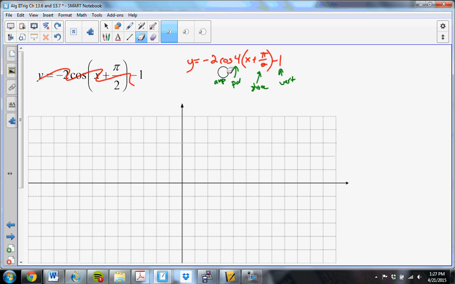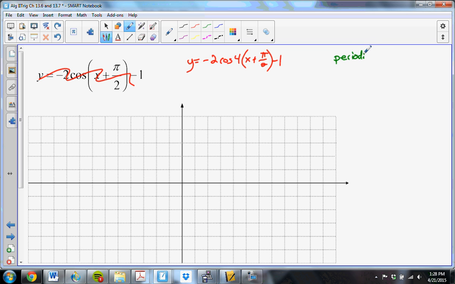Before I start graphing anything, I'm going to figure out what my period is and what I count by. Usually, the period of a sine or cosine function is 2 pi. But when we find our new ones, we do 2 pi over b. So right now, our period is 2 pi over 4, which is pi over 2. That means that every single time we go through a cycle, it takes pi over 2 radians to travel.